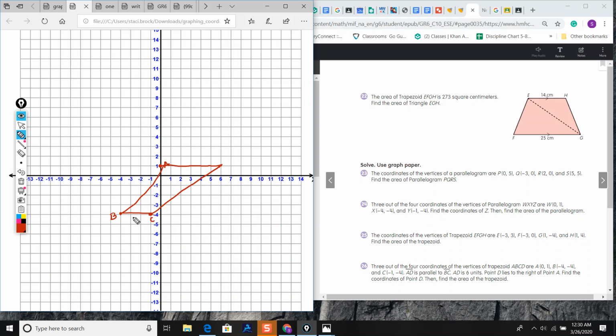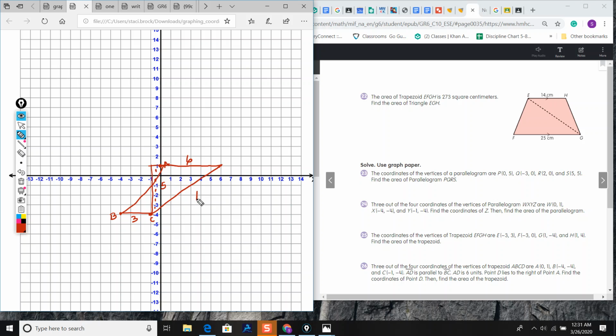So we know that this is a base of 3, and this is a base of 6. And my height needs to go from here all the way down to here, right? Between the 2 bases. And that, let's count those spaces. 1, 2, 3, 4, 5. So we have a height of 5.